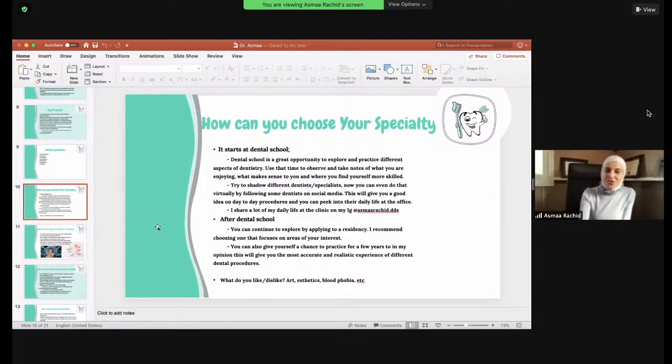So that's pretty much how you can choose your specialty. These are some of the tips. You can find, of course, your own way if you want. But I think these are the ones that are most important.